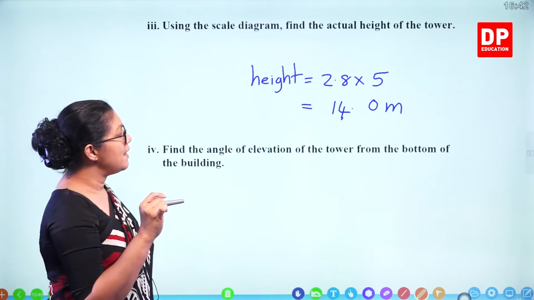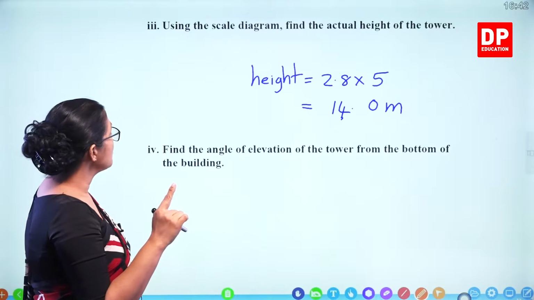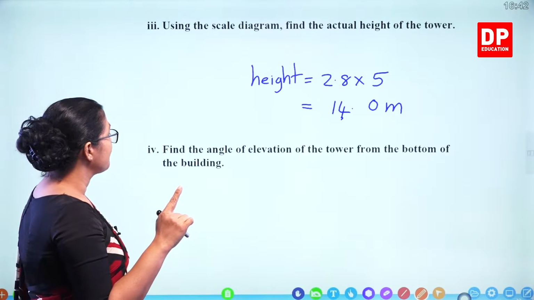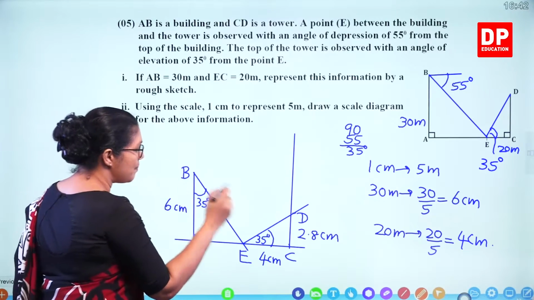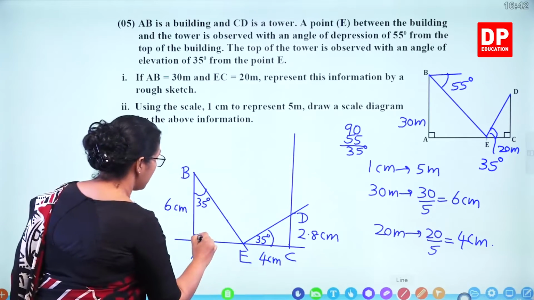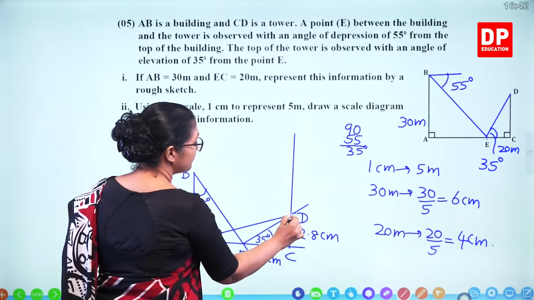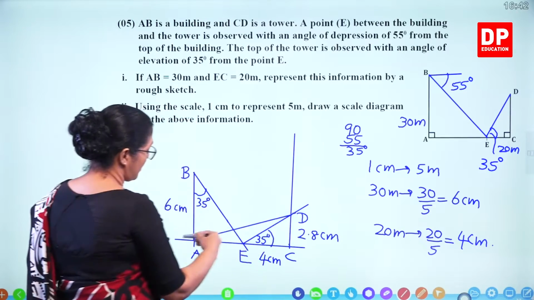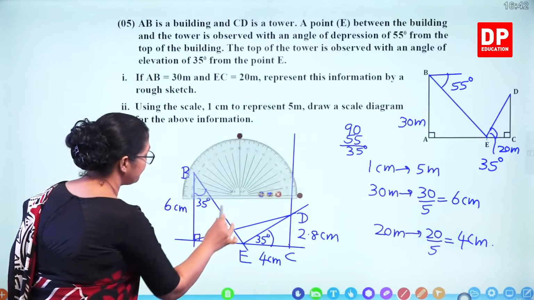Find the angle of elevation of the tower from the bottom of the building. So you have to measure the angle. So that means we will connect this point to this one and measure this angle. So what's the angle there?